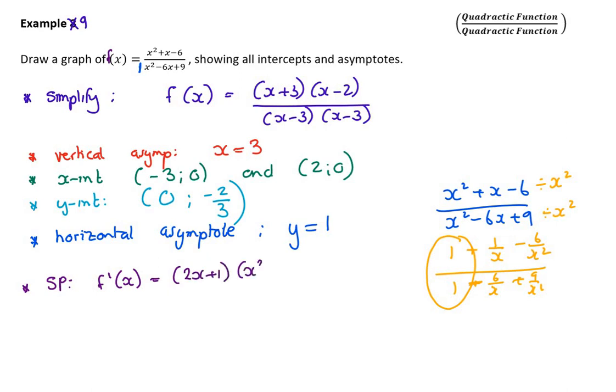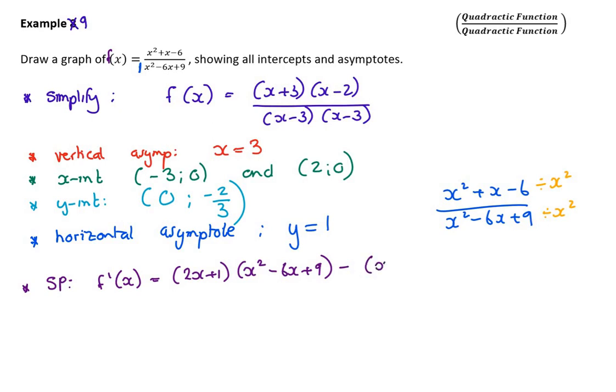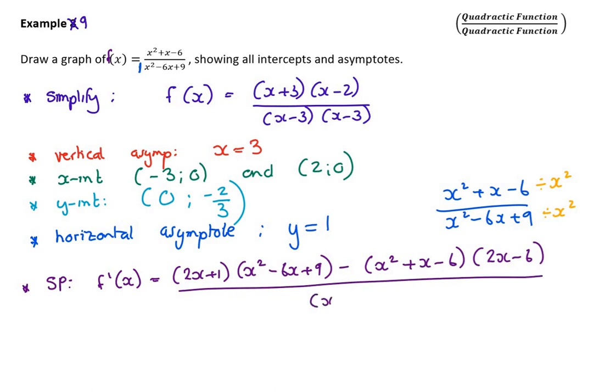Leave the bottom, x squared minus 6x plus 9, minus, leave the top, so x squared plus x minus 6, differentiate the bottom, 2x minus 6, all over the bottom squared, even though we know that bottom is simply going to become discarded in a moment. So the moment I make this equal to 0, I'm going to discard the bottom.